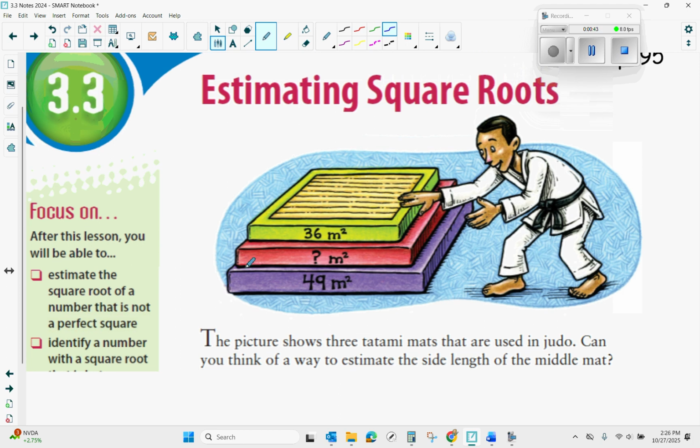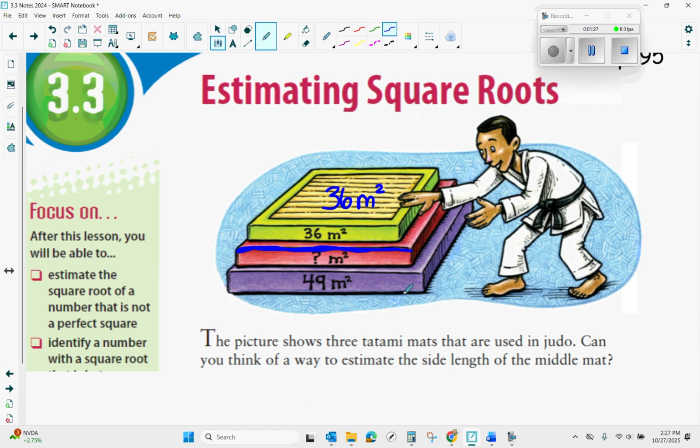So this picture here shows 3 tatami mats that are used in judo. And the area of the green mat is 36 meters squared. And the area of the purple mat is 49 meters squared. Can you think of how we might figure out an estimate for the side length of this red mat? We can pause the video here if you need time to think.